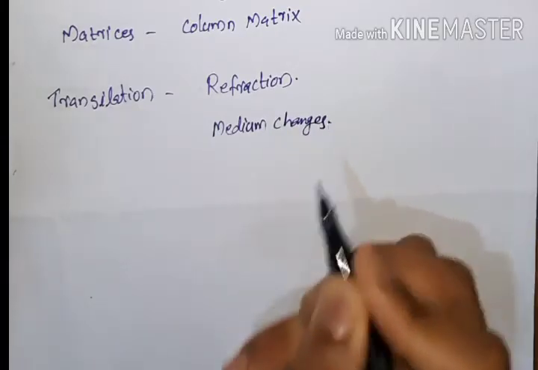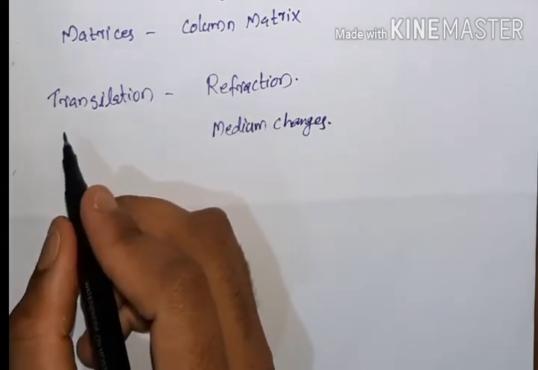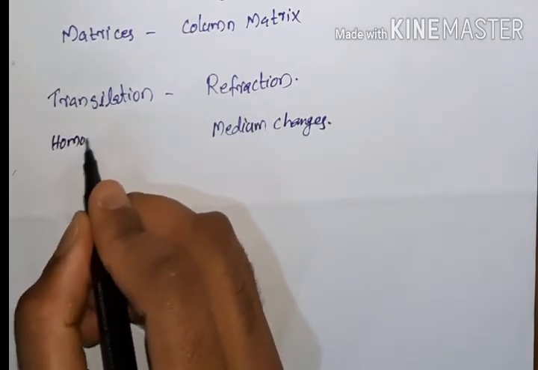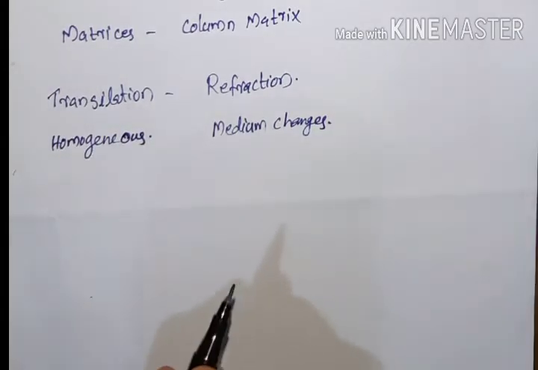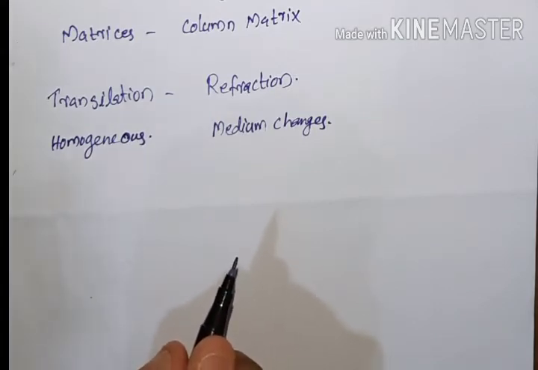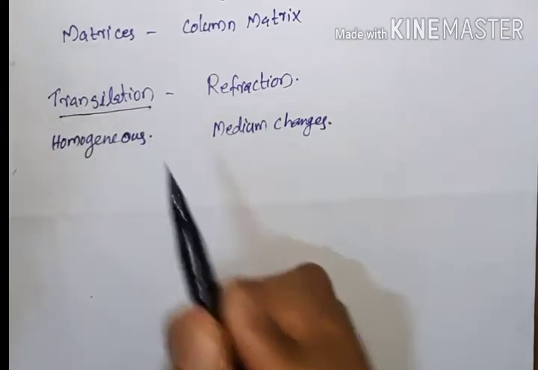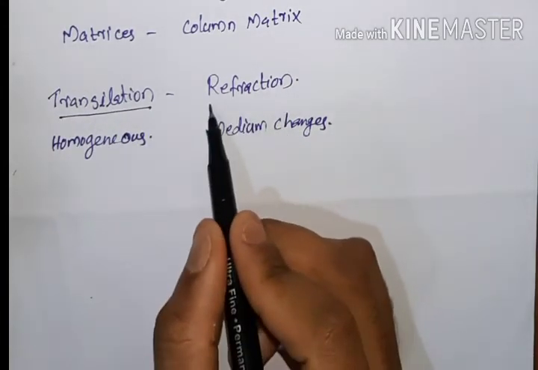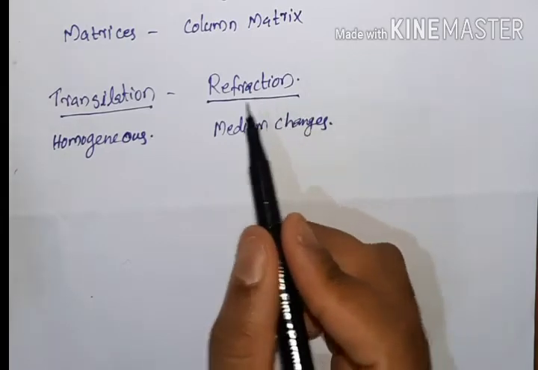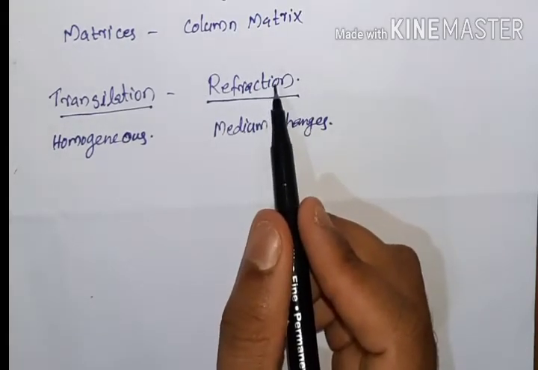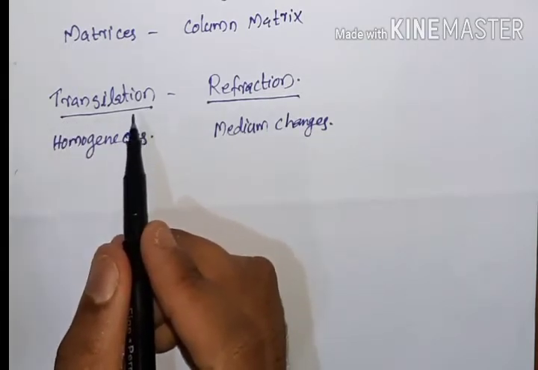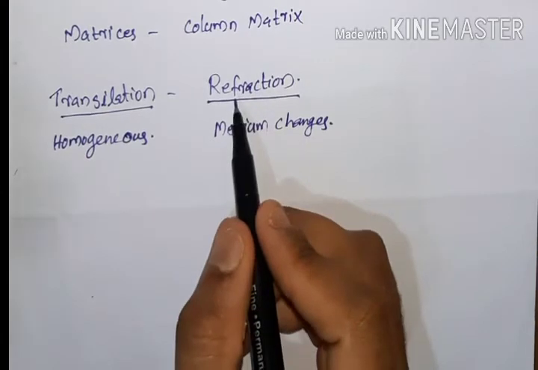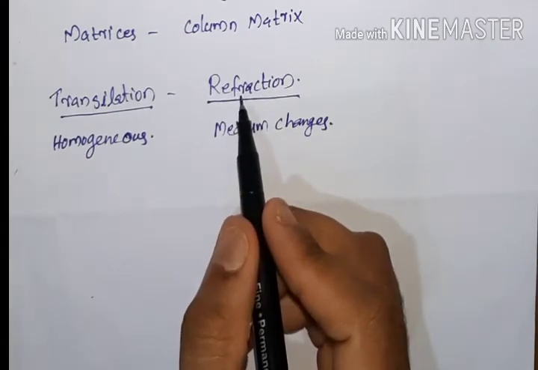If the light ray is propagating through a homogeneous medium, that means the medium is the same throughout the propagation of the light ray, then translation takes place, and if the medium changes, then refraction occurs. That means refraction is when the direction of the light ray changes. So in translatory motion the direction of the light ray is constant, while in refraction the direction is the changing factor.